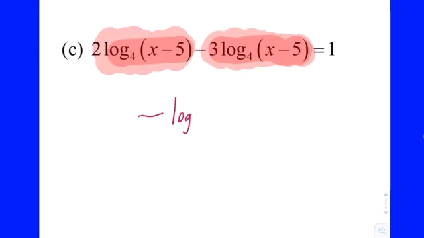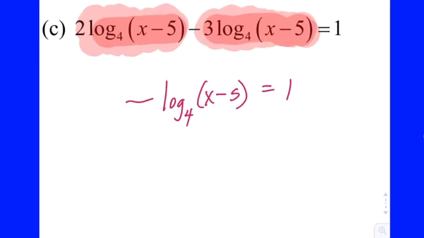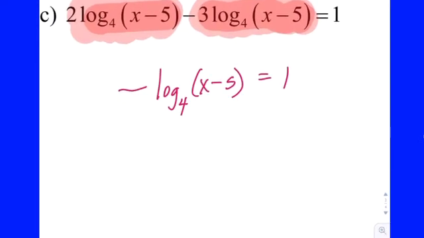Negative 1 of those, being log base 4 of x minus 5. So that's kind of a neat way, and it equals 1. So now we just have a single log. What do we do to get rid of that negative? Multiply both sides by -1 or divide both sides by -1, right? Remember, once you get the log isolated, you need to clear it out. Multiply or divide both sides by that. So we get a -1 on the right.